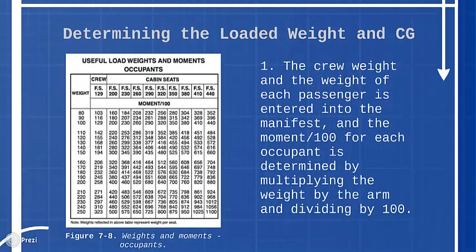First, the crew weight and the weight of each passenger is entered into the manifest, and the moment divided by 100 for each occupant is determined by multiplying the weight by the arm and dividing by 100. This data is available in the AFM and is shown in the weight and moments occupants table in Figure 7-8.